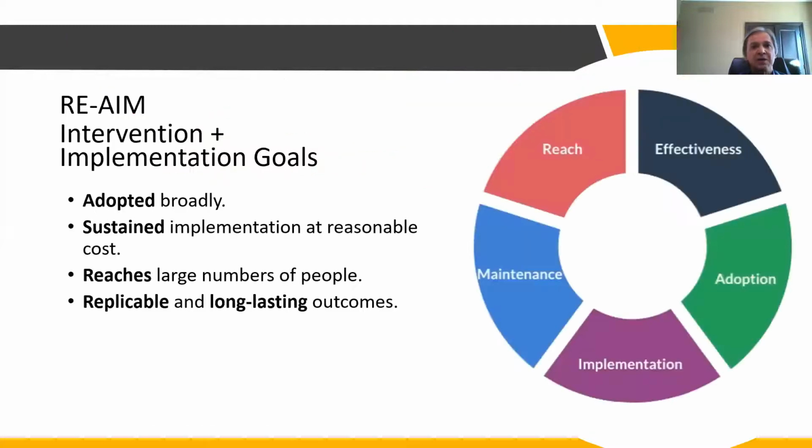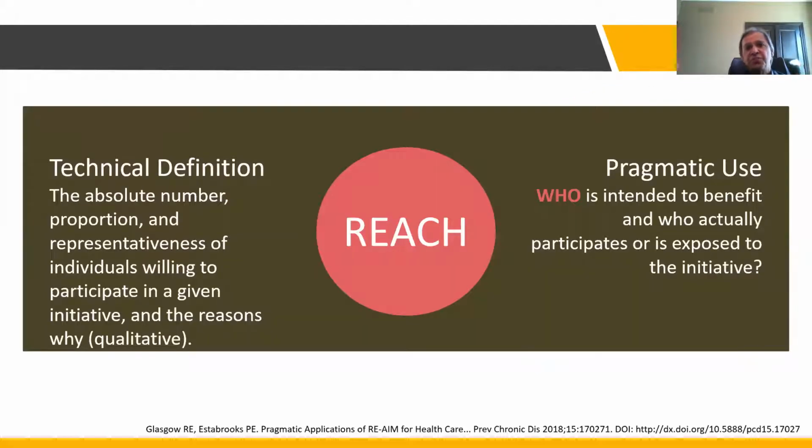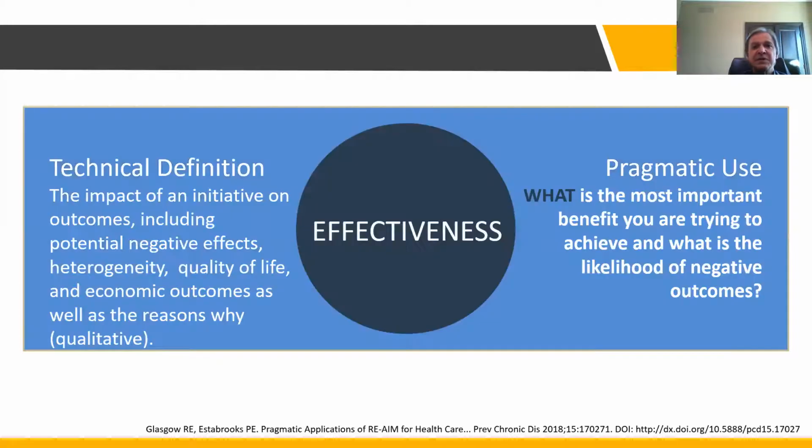And I'll summarize this by saying we applied the RE-AIM model fully, which basically looks into reach, effectiveness, adoption, implementation, and maintenance. Reach can be defined two ways. I'm going with the practical way: who is intended to benefit, and who actually participates or is exposed to the initiative. Effectiveness, in a pragmatic way, is the most important benefit we are trying to achieve and the likelihood of negative outcomes. That's important too.